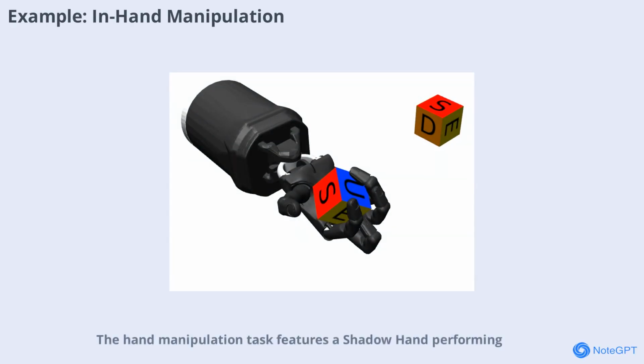The hand manipulation task features a Shadow Hand performing in-hand manipulation of a cube to a desired orientation. This high degree of freedom system involves complex contact dynamics and is considered extremely challenging. MJPC allows researchers to set the target orientation in real time and observe the hand's adaptive strategies, solving a problem that was previously unsolved in real time from scratch.